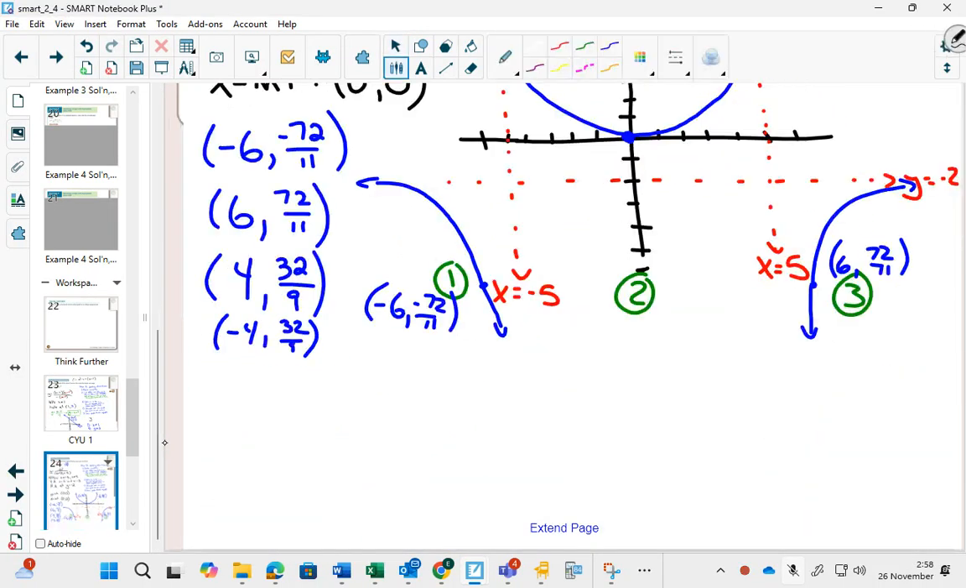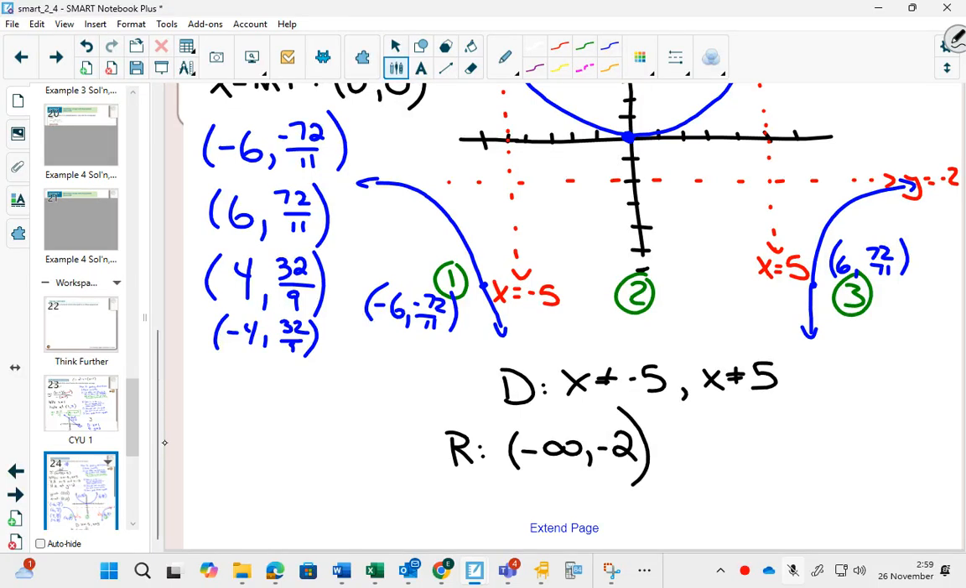Domain and range. If you wanted to do the domain of this one, you could say x can't equal negative 5 and x can't equal 5. That would be your domain. The range is kind of weird. It goes from negative infinity, I'm going to do this in interval notation, starts at the bottom, negative infinity up to negative 2, round bracket, because negative 2 is not included. Then it starts again at 0, and 0 is included, and goes up forever to infinity. So that is a little bit of a strange range.